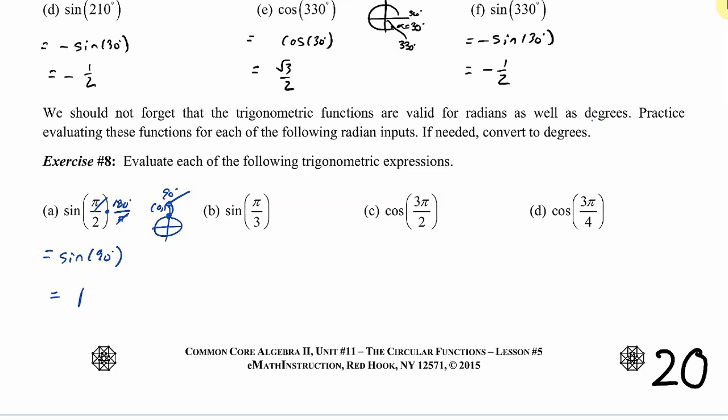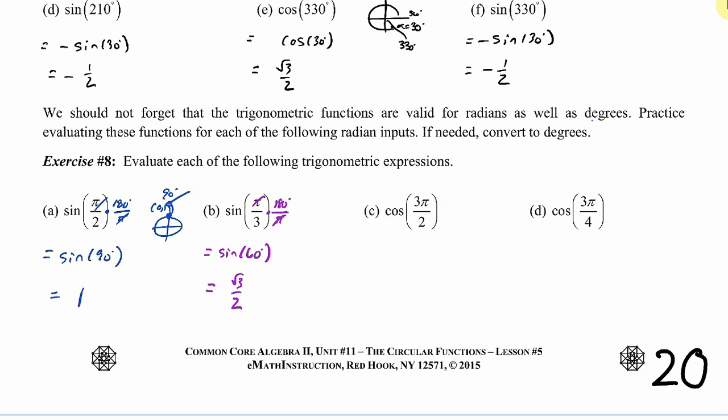Okay, for pi over 3, let's multiply that by 180 degrees over pi, and we get 180 over 3 is 60. So this becomes the sine of 60 degrees. And that's right in our table above, so you can look up there, but that's radical 3 over 2.